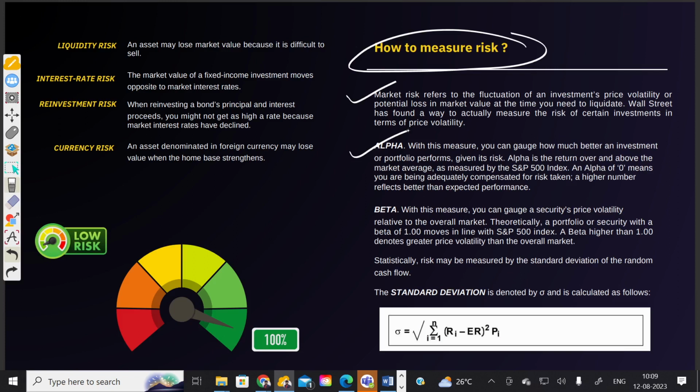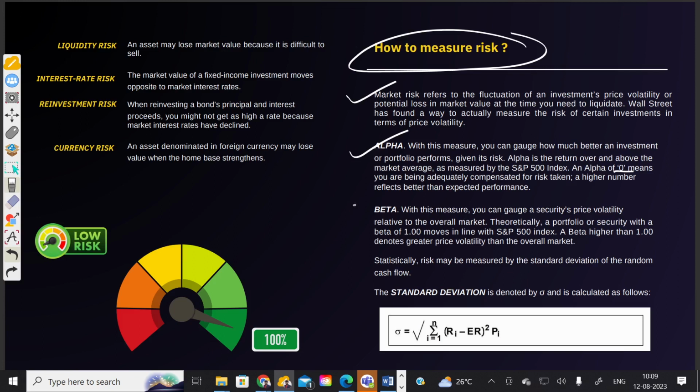If the alpha is 0, it means you are being adequately compensated for the risk taken, and if the alpha is more than 0, it means you can expect the returns of that particular investment to be better than the expected one.